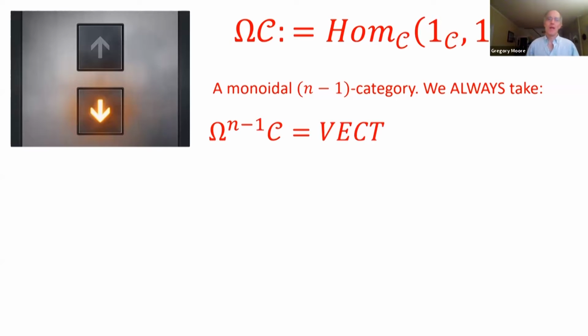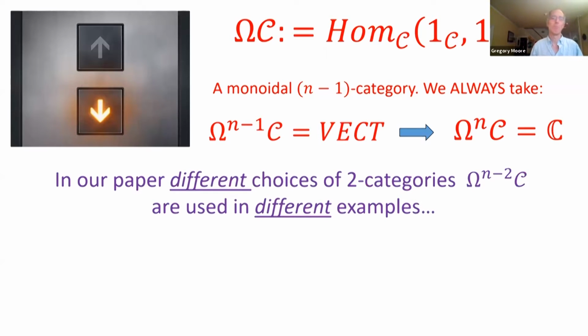And if we iterate the looping operation n-1 times on our category C, we get a 1-category. And in our paper, we always take that 1-category to be the category of finite dimensional complex vector spaces. Once we've done that, then we're obliged to take the nth looping to be a 0-category, which is just a set, which is the complex numbers.